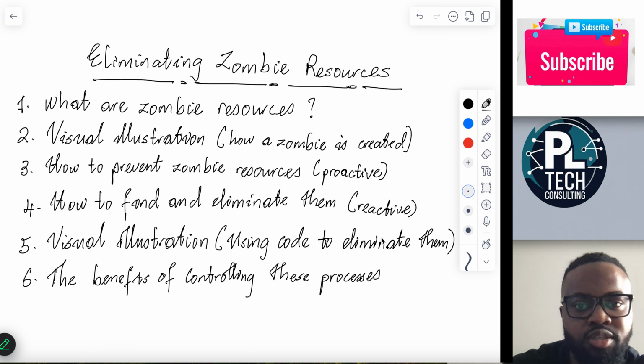Today I'd like to touch on zombie resources in the cloud. Just after doing some reading, I realized about 30% of global cloud costs actually goes to zombie resources. And what are these resources? These are basically the ghosts of deleted infrastructure, right?